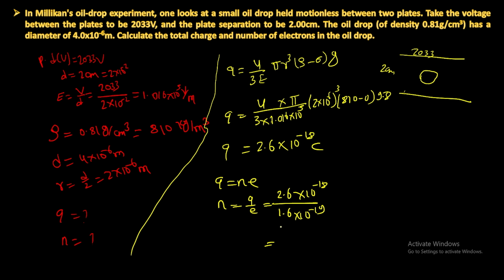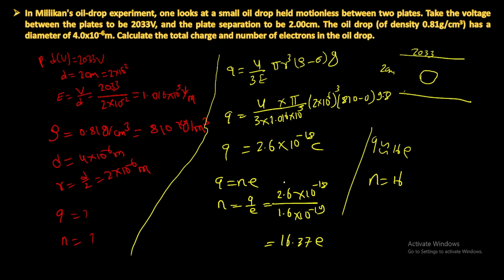By the calculations here, I have found 16.37 electrons. The total charge is always an integral multiple of the electronic charge. So the total charge is equal to 16 electrons, so the number of electrons is equal to 16. There are 16 electrons in the given oil drop.